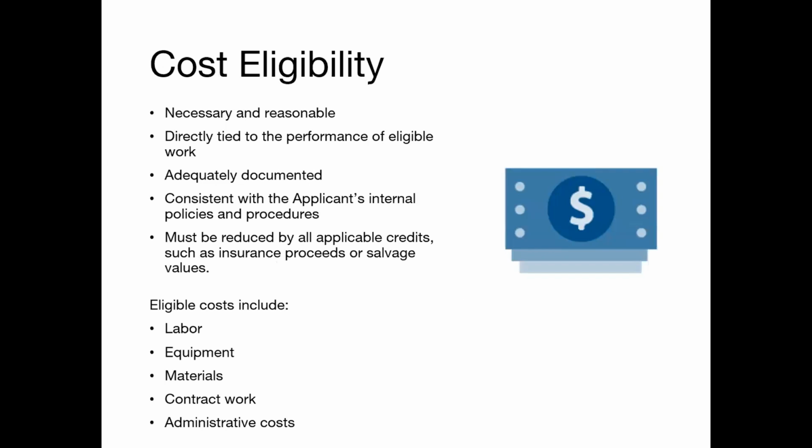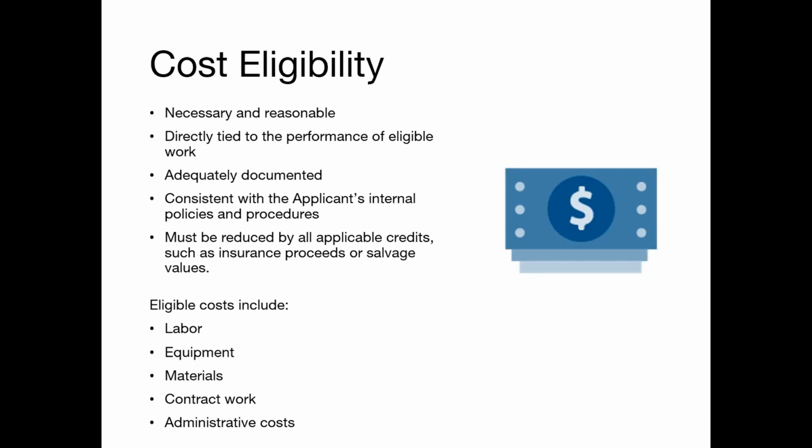Finally, FEMA looks at the cost. Is the cost directly tied to eligible work? Costs must be adequately documented, authorized, necessary, and reasonable. Costs must comply with the uniform guidance and the cost principles located at 2 CFR 200. Eligible costs include labor, equipment, materials, contract work, as well as direct and indirect administrative costs. We'll look at each one of these in a bit more detail.